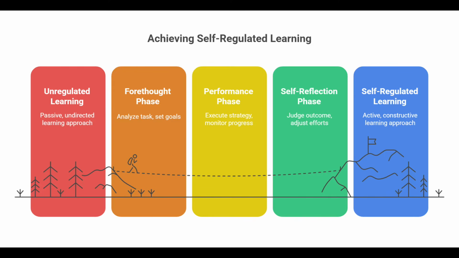Crucially, it concludes with the self-reflection phase, where the learner critically judges the outcome and the effectiveness of their efforts, feeding back into the next learning cycle. This self-correction mechanism is the engine of continuous academic improvement.